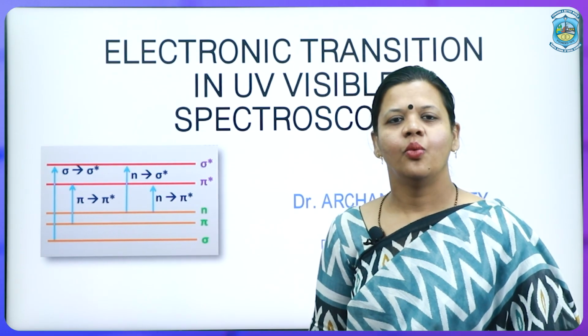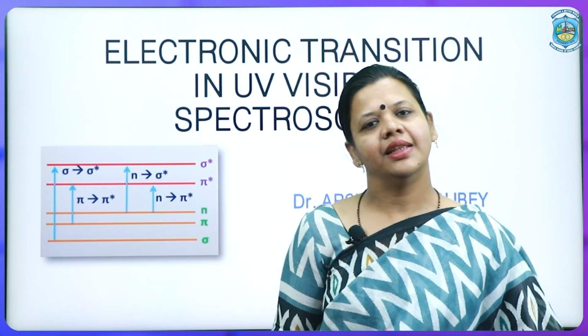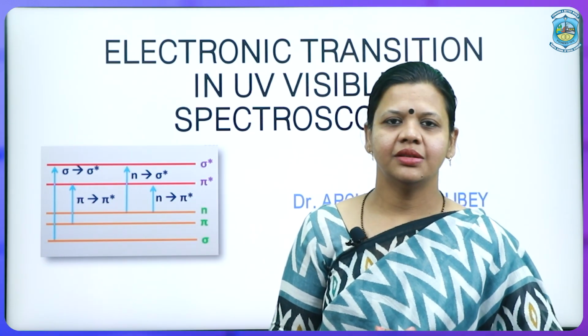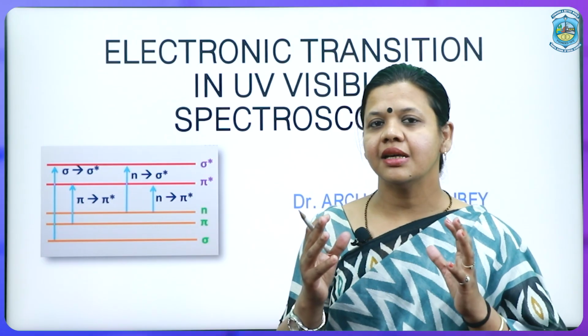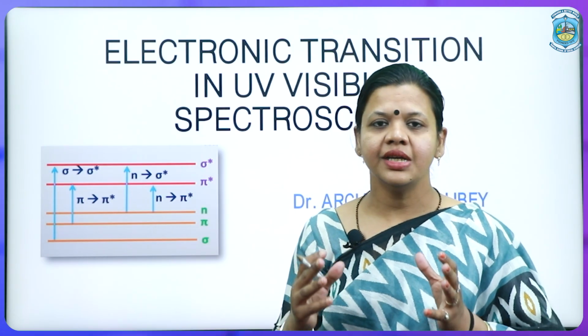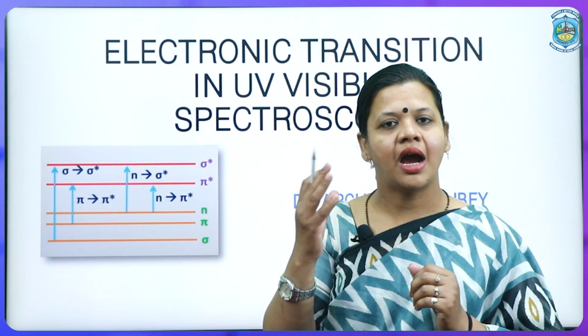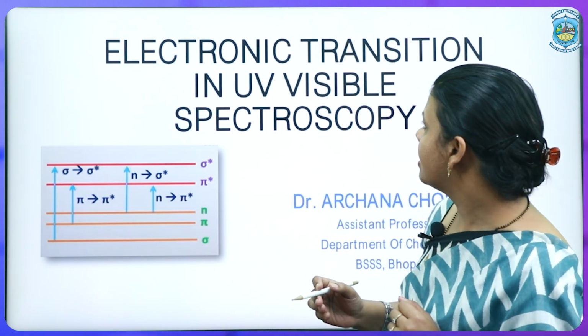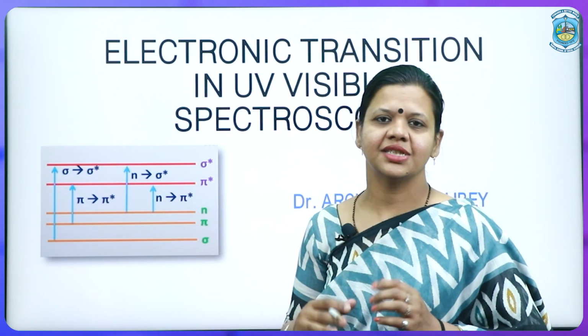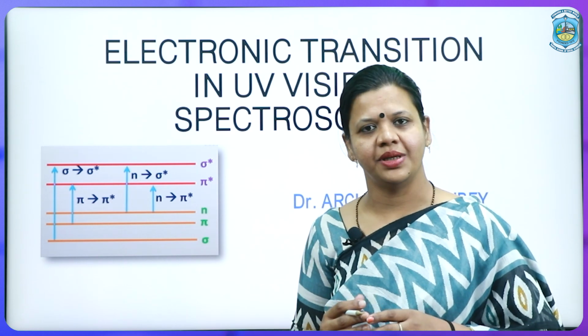Hello viewers, welcome to our online lecture. In the last lecture, we had begun with UV visible spectroscopy. There we discussed the basic principle of UV visible spectroscopy and how the spectrophotometer works. Now today we will be discussing the electronic transitions that occur in UV visible spectroscopy. So let's begin.